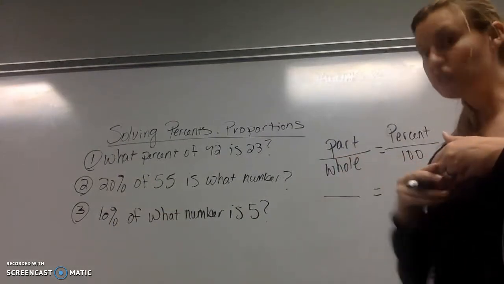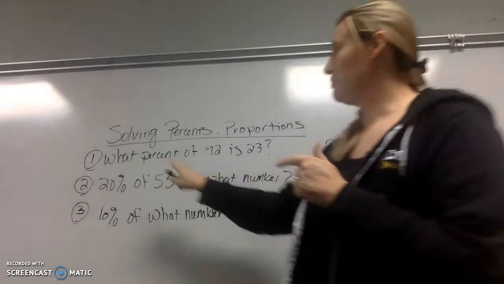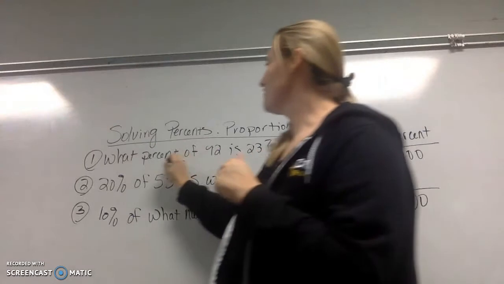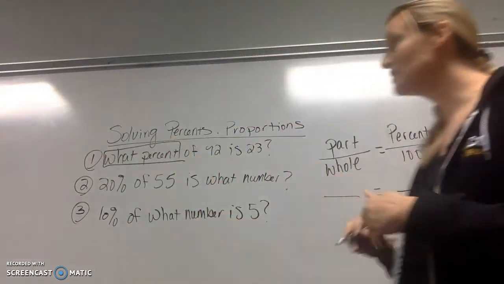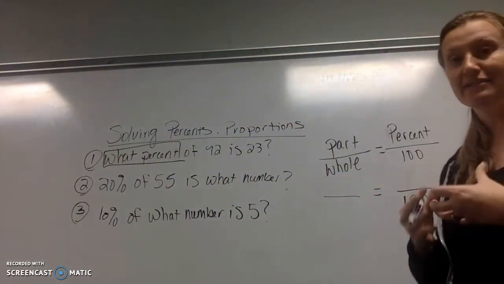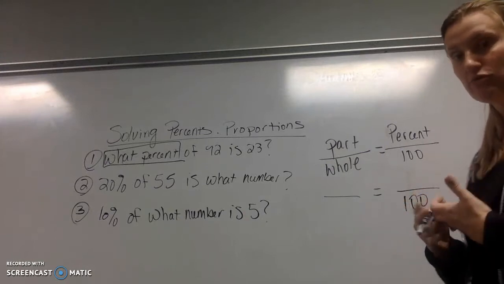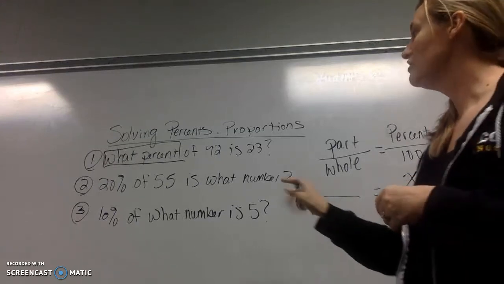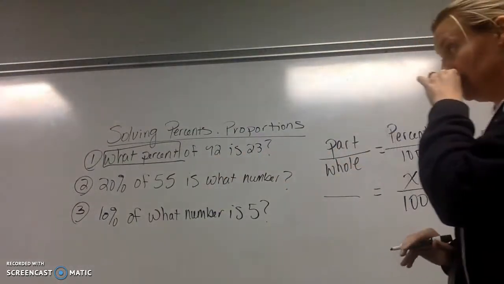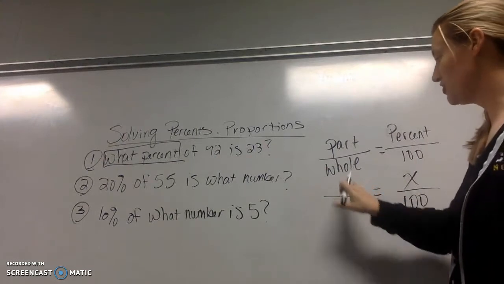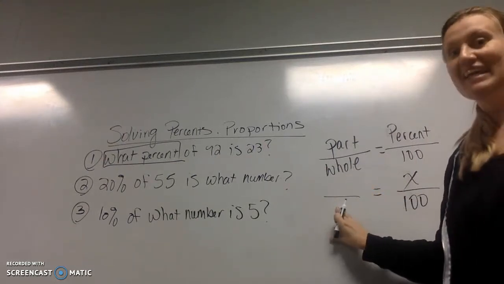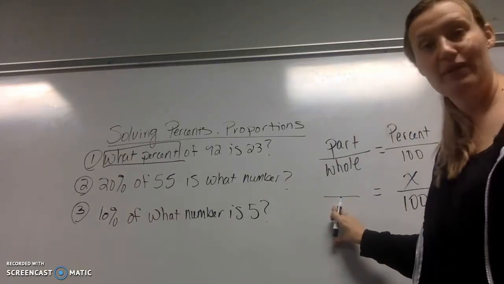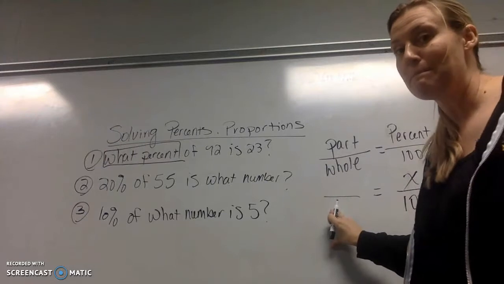So, as I look at this problem, it says what percent of 92 is 23? The fact that they're asking what percent tells me that's what I need to find. That's going to be the unknown. So I'm going to put the x in the percent spot. Okay, so now I have 92 and 23. I just need to decide which one is the part and which one is the whole. A lot of people want to say that the bigger number is always the whole. That is not always the case. Majority of the time it is, but not always.